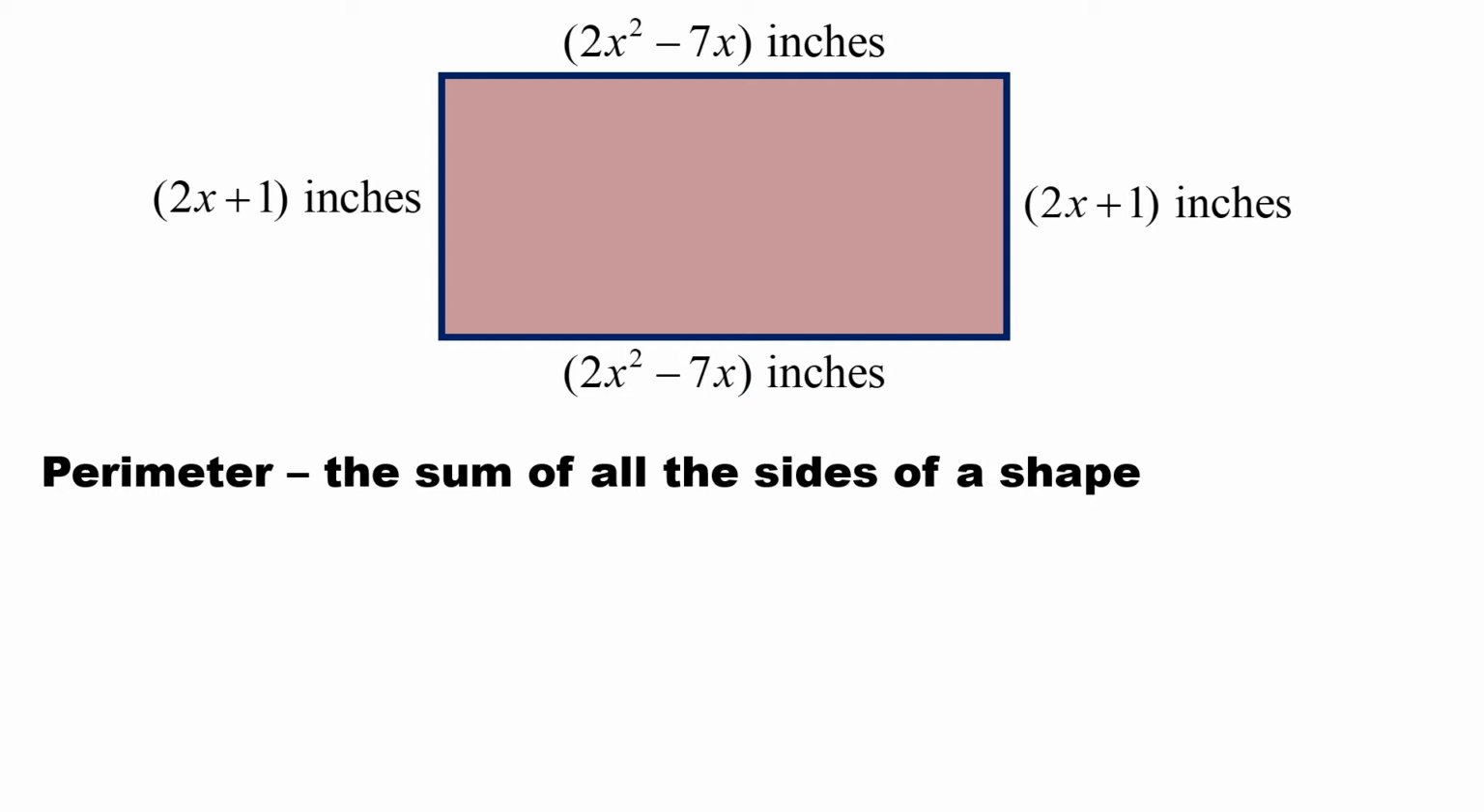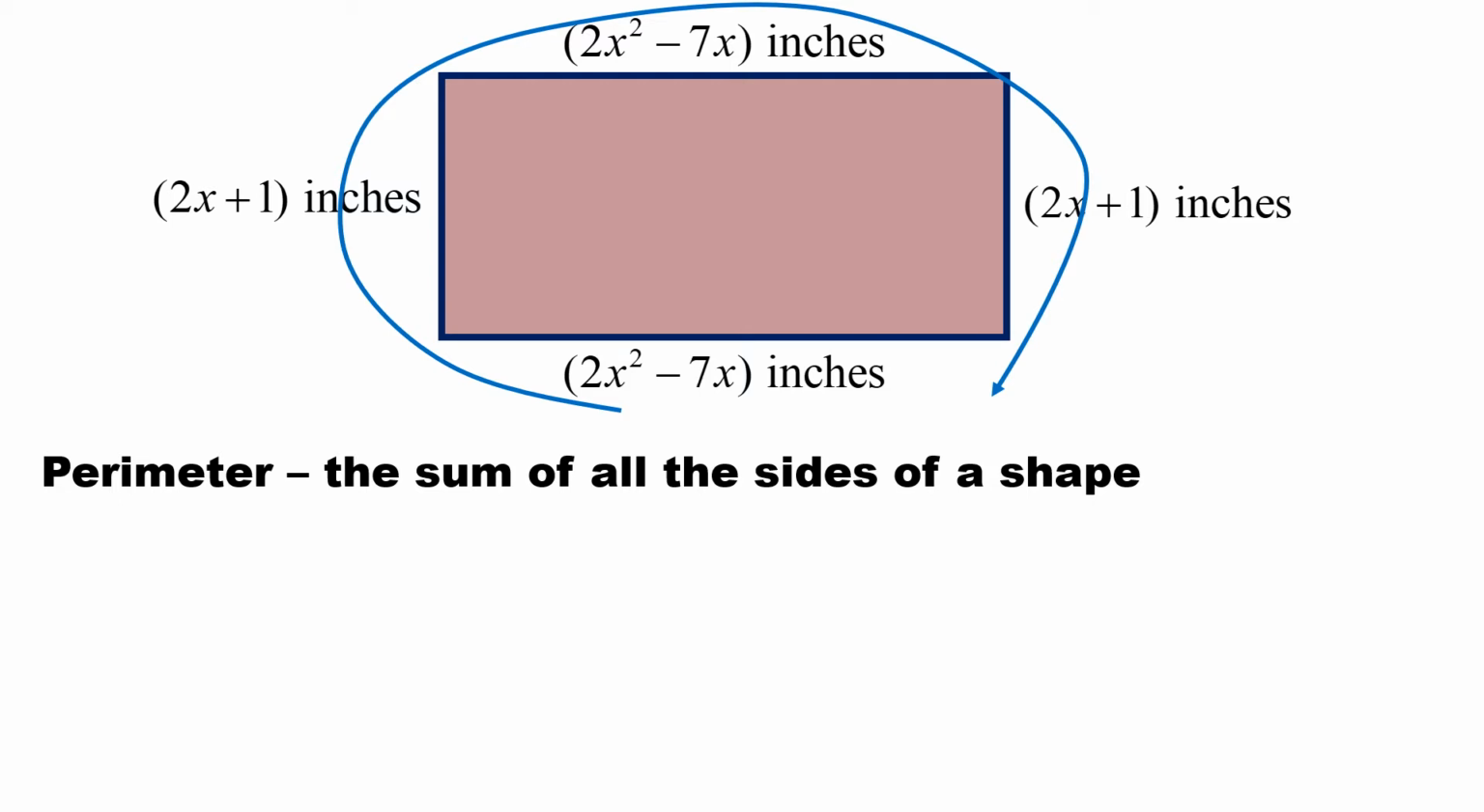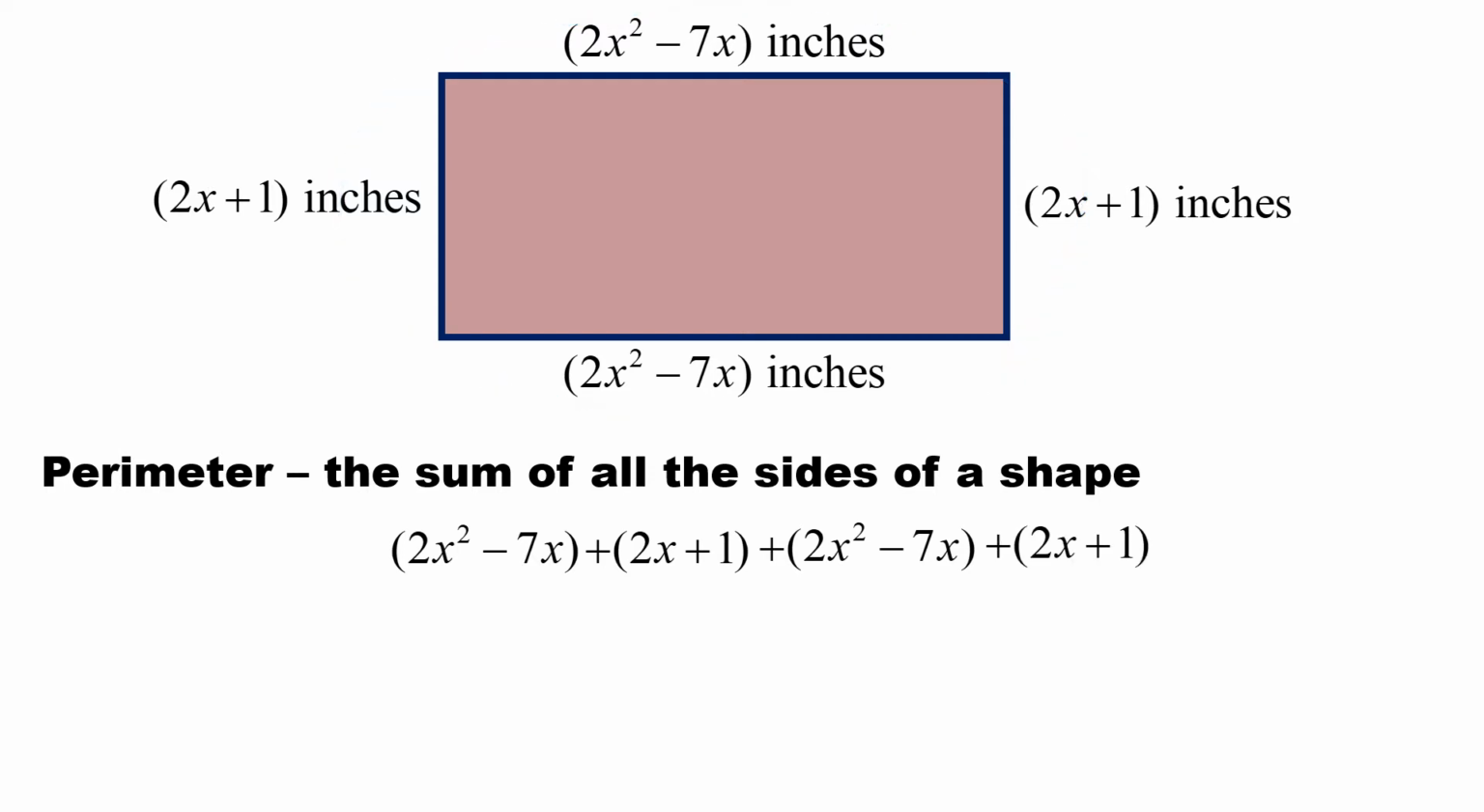If I want to add up all the sides of the shape, I have to add them all the way going around. So I can take 2x squared minus 7x, add the 2x plus 1, add the 2x squared minus 7x, and add the 2x plus 1. Now you can see that this is just a polynomial that we need to add.